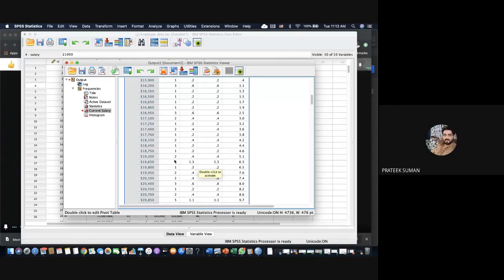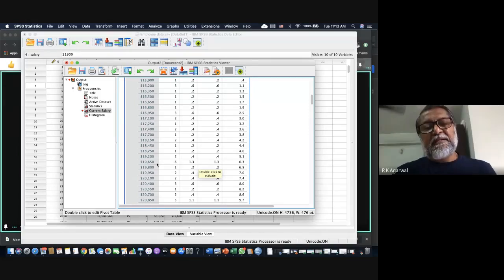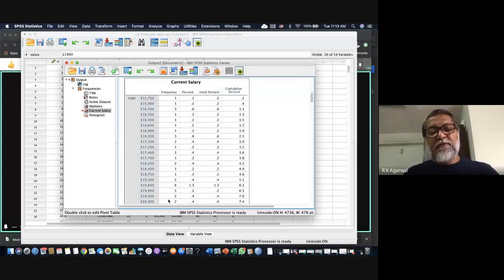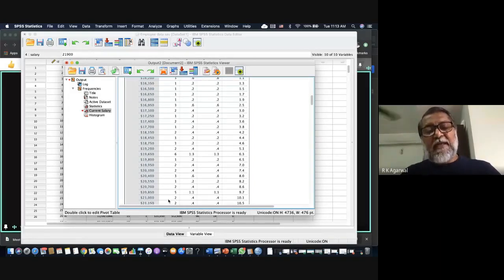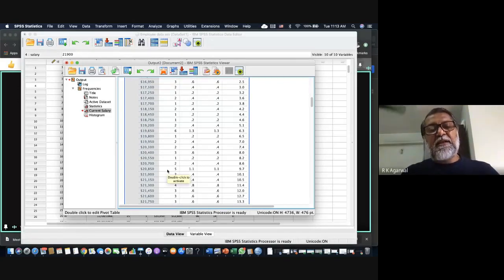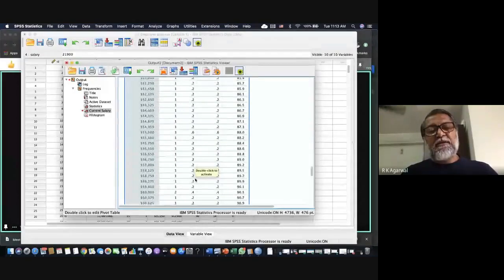Six time occurrence of 19,650. That there are 6 employees whose salary is equal to 19,650. What about this 5? There are 5 employees whose salary is equal to 8,000. So in this way, we produce a frequency distribution.